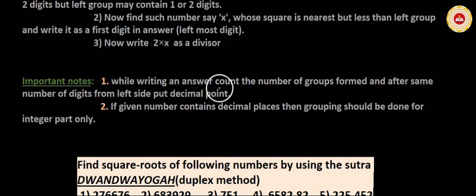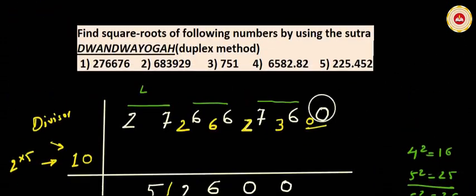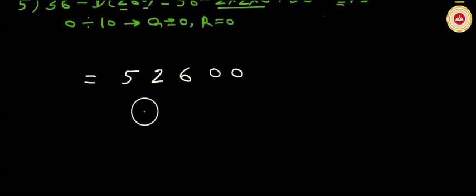While writing an answer, count the number of groups formed and after same number of digits from left side, put decimal point. So let us count the number of groups: 1, 2, 3. It means that we are going to leave 3 digits from left side, 1, 2, 3, and give a decimal point here. Okay, so answer is 526.